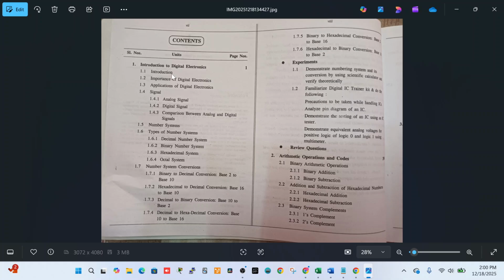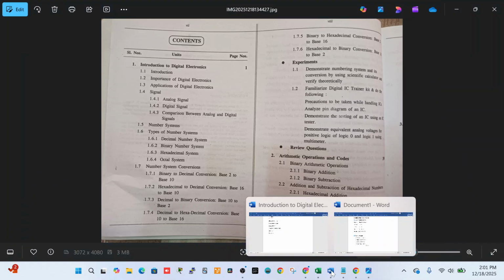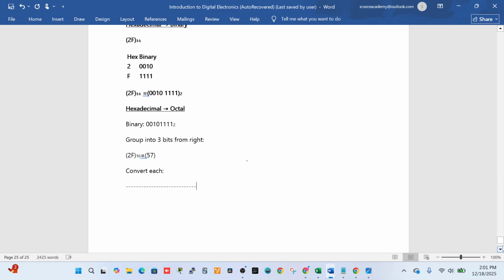I have explained what is digital electronics, where we use digital electronics. I have given an introduction to digital electronics. There I have taught you different digital electronics, where we use digital electronics, what is digital, and the importance of digital electronics. Okay, let's go here.